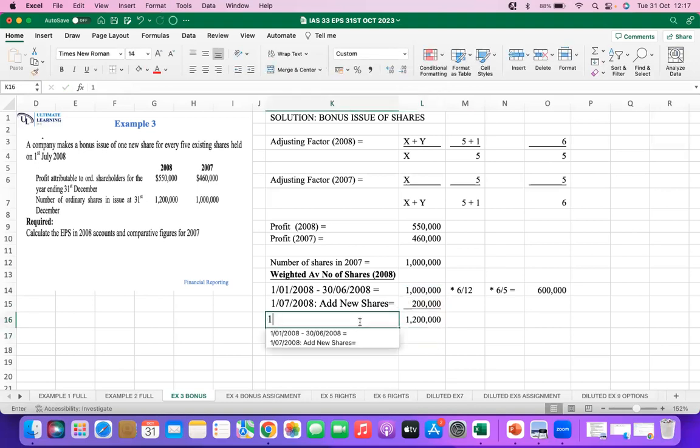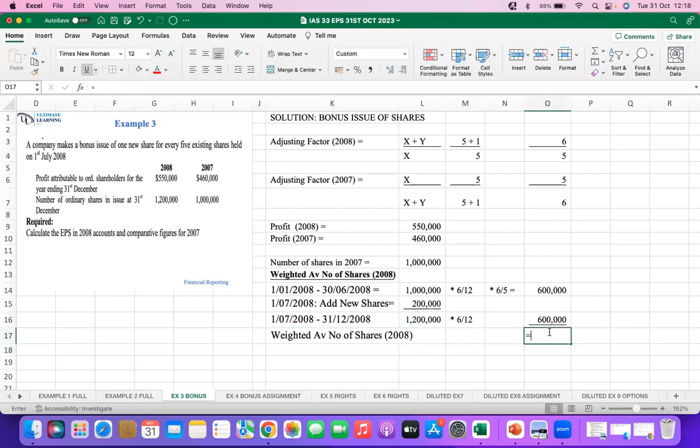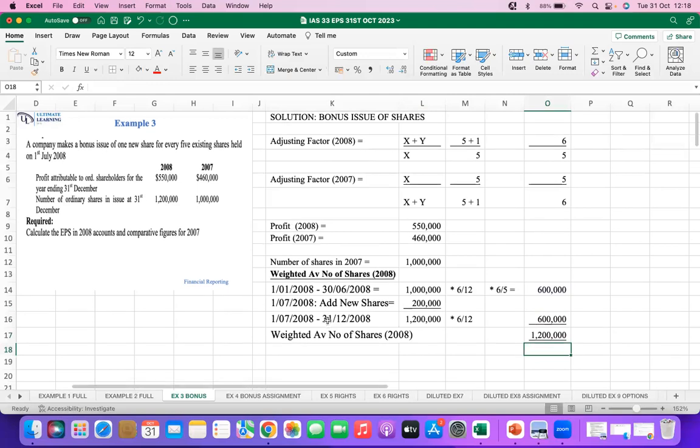Now that total runs from 1st July 2008 until 31st December 2008. And how many months are those? Those are again 6/12 months. Now, after the issue, we don't multiply by the adjusting factor. So our answer becomes 1.2 million times 6 divided by 12. So that gives you 600,000. So what is our weighted average number of shares in 2008? It is 600,000 plus 600,000, and it gives us 1.2 million.